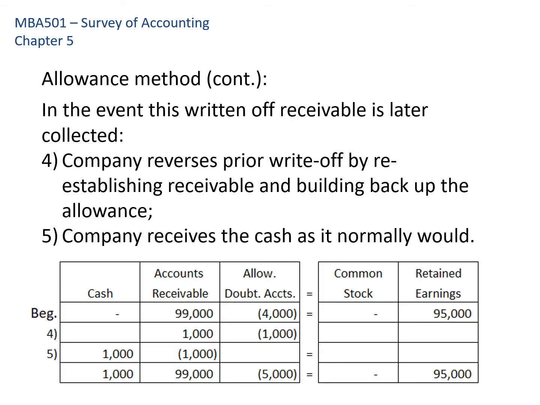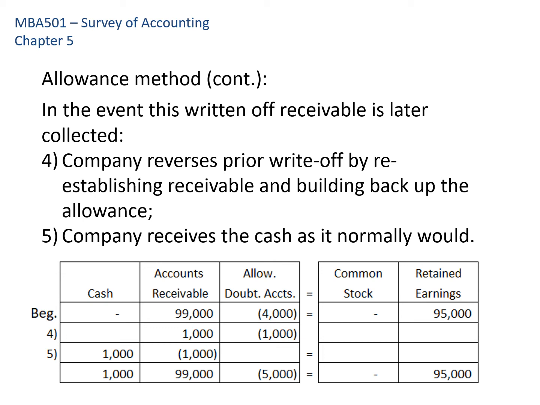So one thing the textbook talks about that doesn't happen in the real world very often is that an amount that you've written off is later collected. You go to the mailbox and lo and behold, there's that $1,000 check. They actually paid you. So what do we do in that case?